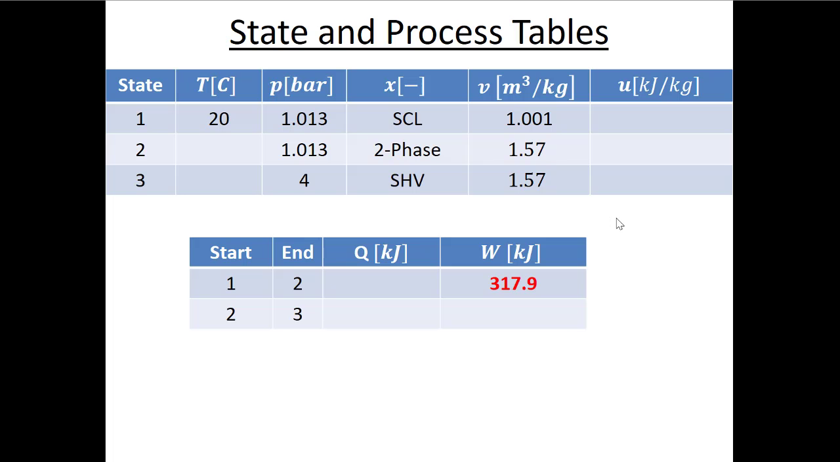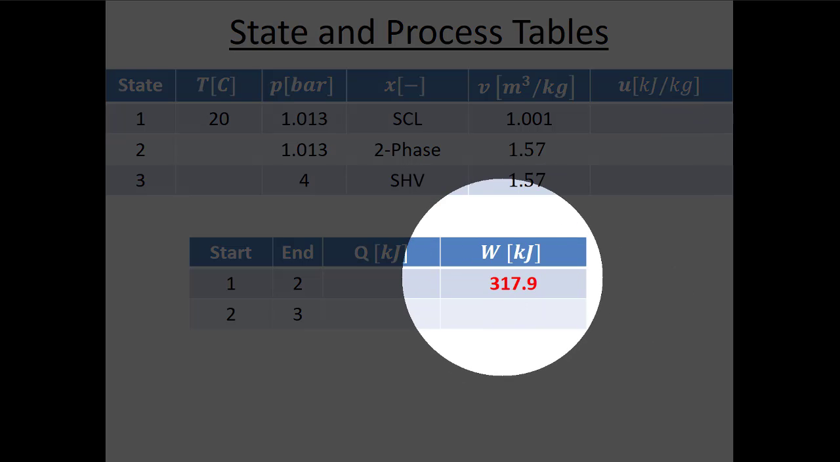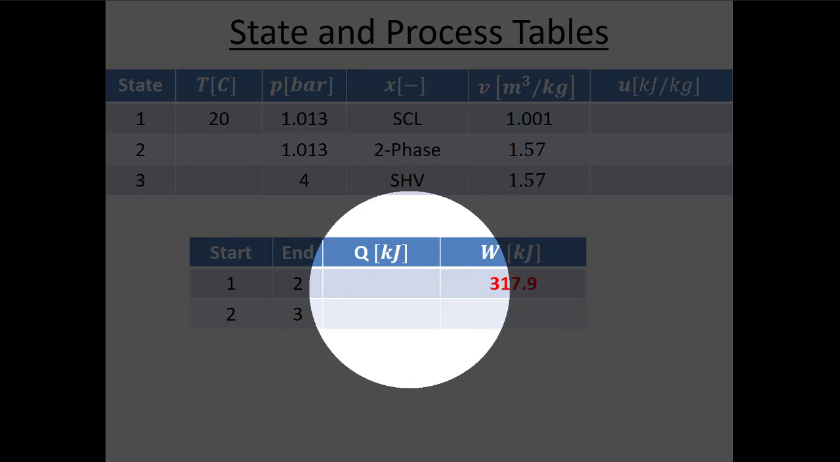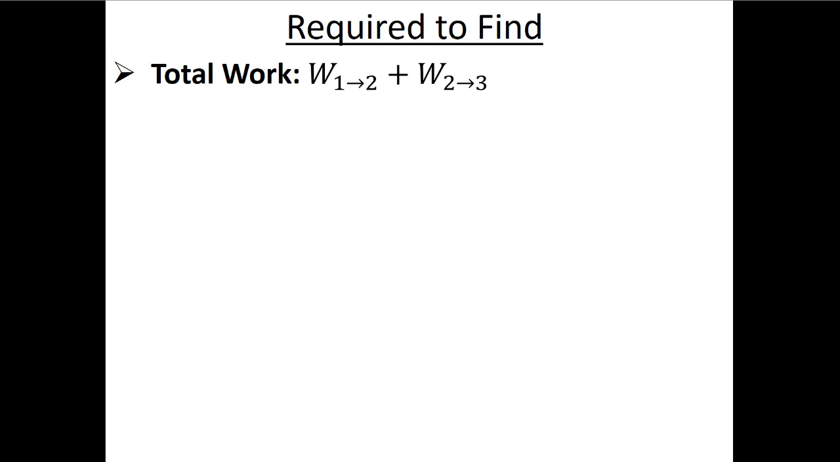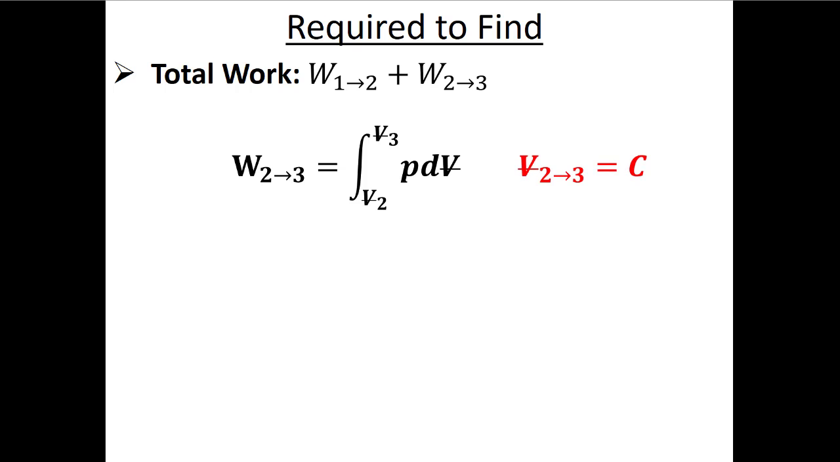So that's good. That's one of the things that I needed to find. Really, I'm trying to find all 4 of these boxes on my process table, and I found one of them already. To find the total work, I'll need to do the same thing from state 2 to state 3. So I know that as I move from state 2 to state 3, the volume is constant. So if I was drawing this on a PV diagram, I have a vertical line.